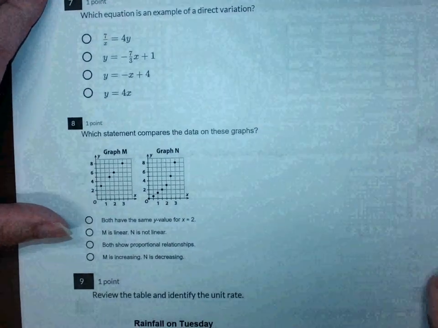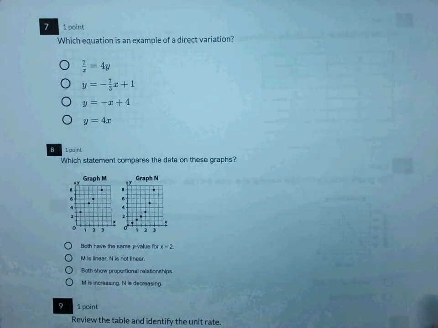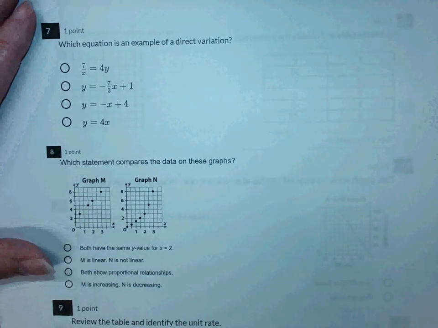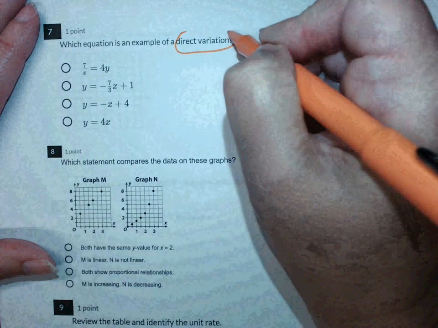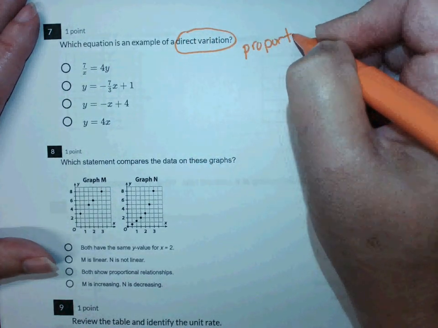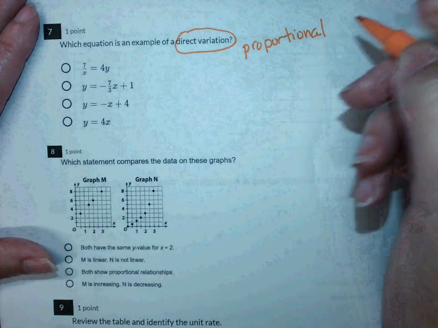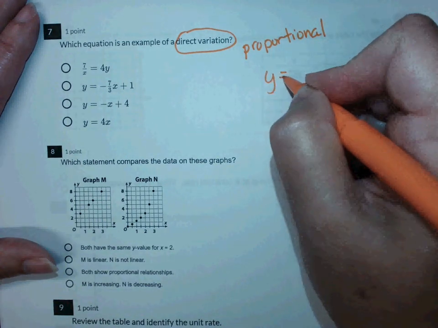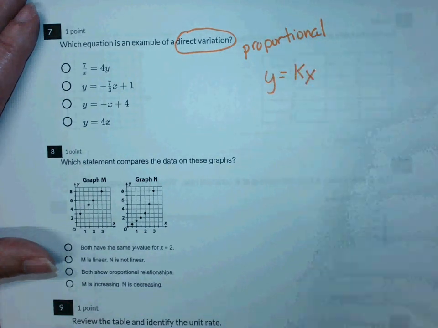Number 7. Which equation is an example of a direct variation? This right here is just another word for proportional. So that means that my equation should look like this. Nothing added or subtracted at the back.